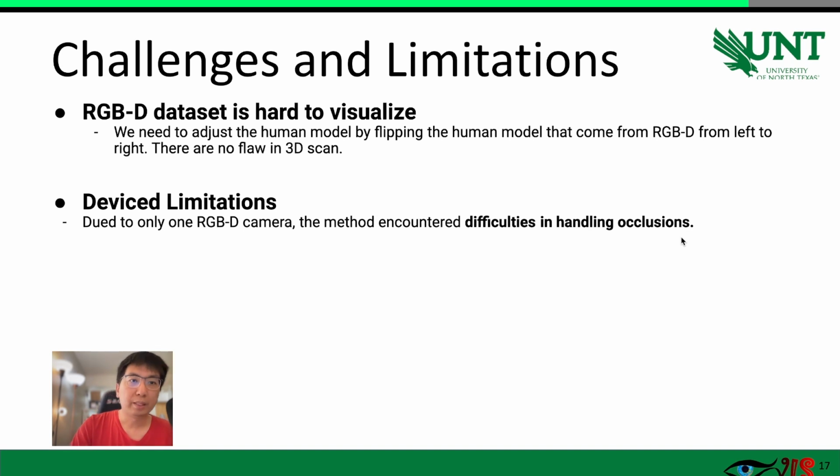For the challenges and limitations, the RGBD dataset from X-Human is hard to visualize. We need to flip the subject 180 degrees, so we can get the correct, proper human body. And for the device limitation, even though we have one RGBD camera, we thought that it's not sufficient to do this project. It may be difficult to get the hidden landmarks. So we may need at least 2 RGBD cameras in the future to create the dataset.